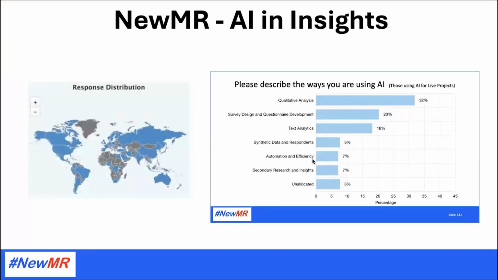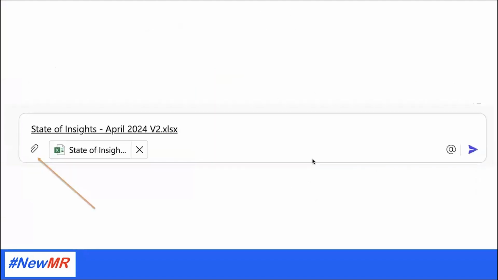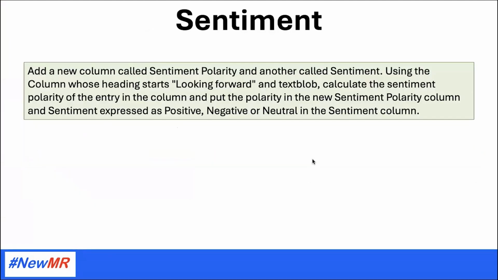I uploaded a report, a NewMR study, and that's how I uploaded it. Clicked it on there, up came the Excel file. And then I put in this sort of prompt. Add a new column called sentiment polarity and another called sentiment, using the column whose heading starts looking forward, and text blob. Calculate the sentiment polarity of the entry in the column and put the polarity in the new sentiment polarity column, and sentiment expressed as positive, negative, or neutral in the sentiment column.